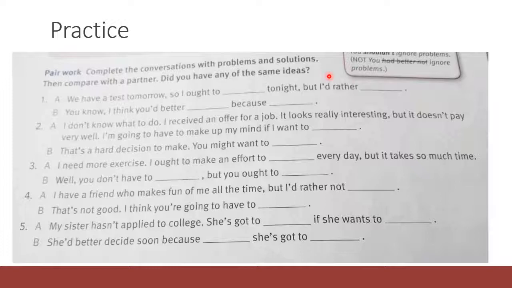Okay, now we're going to check one by one. Number one: we have a test tomorrow, so I ought to study tonight, but I'd rather sleep early. And B says, I think you'd better study because you have to get a good grade. Number two: I don't know what to do.